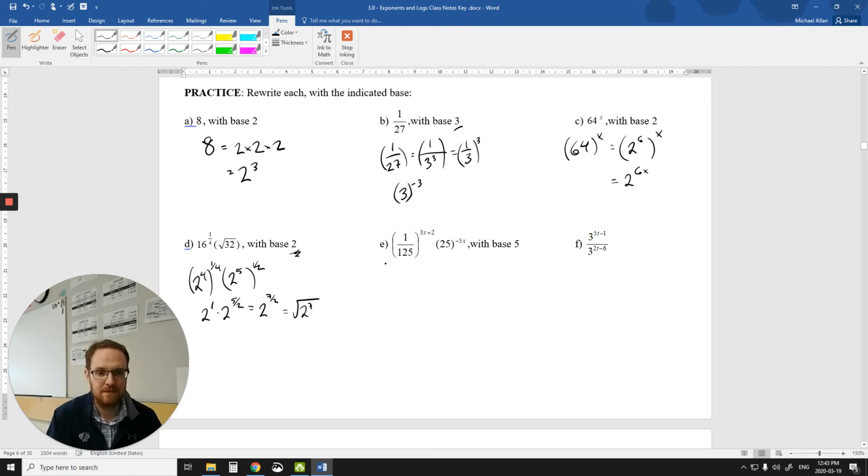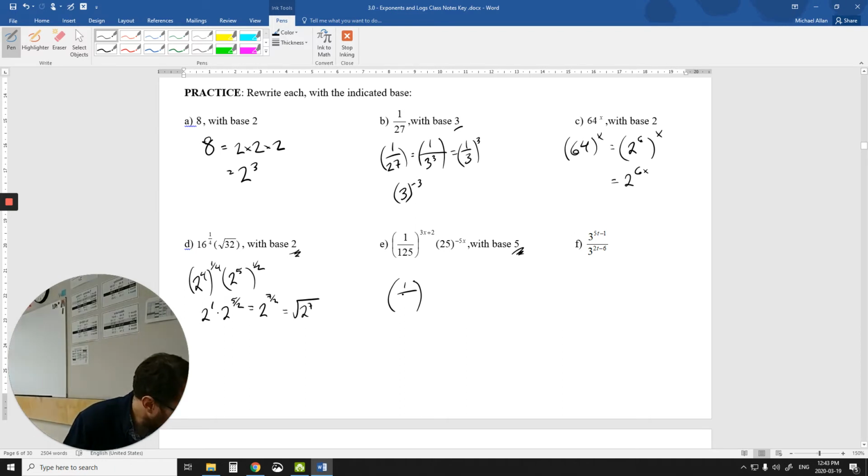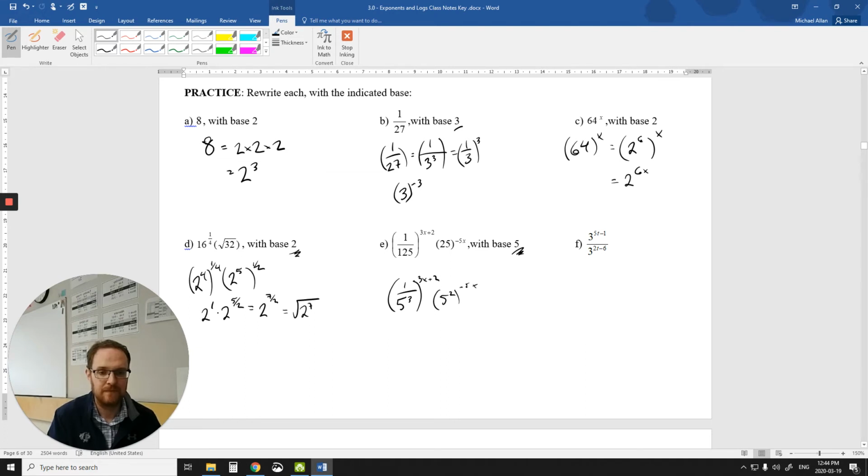All right, so we're going to do the same thing with this. This one has x's in the exponent, but I want to just change it to base 5. So hopefully I can change all these numbers to be in base 5. Like 5 to the power of 3 is 125. So that's 3x plus 2. And then 25 is 5 to the power of 2. And then we have a negative 5x there. Then we're going to apply some of our rules like we had up here.